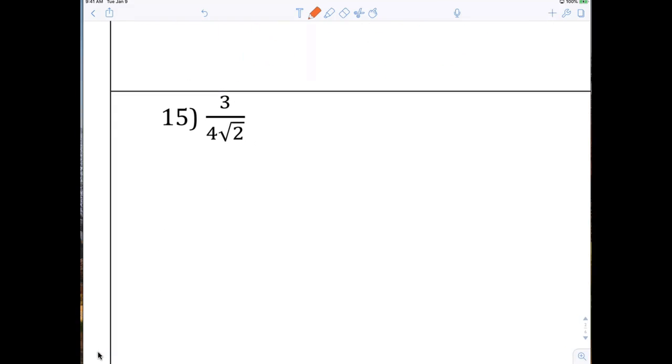So now on 15, what are we doing? Are you multiplying by 4 radical 2? What am I multiplying by? Radical 2. Just radical 2 over radical 2. And when I do that, that becomes what? 3 radical 2 over 8. Thank you for those guys who said 8. Because again, what is the square root of 2 times the square root of 2? 2, and 4 times 2 is 8. All right, any issues with that?